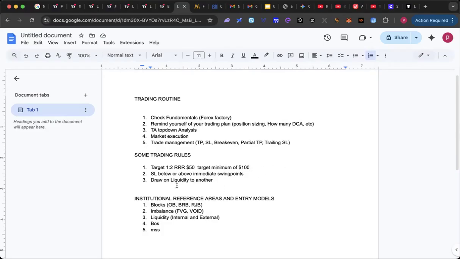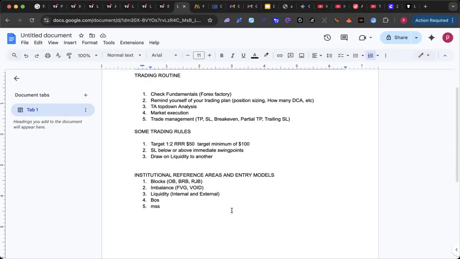Then draw on liquidity to another. So I enter at this inefficiency and I want to exit at an imbalance, or I enter at this imbalance and I want to exit at this inefficiency. So you need to understand. That is to say you enter at a fair value gap and then you want to exit at a swing high or a swing low that caused the gap before it was actually created. So you take an entry from this endpoint, you want to take profit at this other endpoint. Simple as possible. Then the reference areas and entry models.